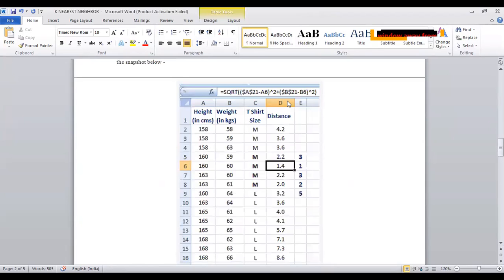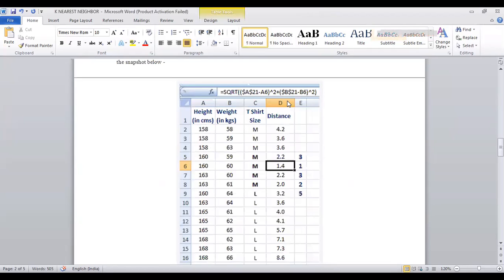Now the k nearest neighbor, right? The k nearest neighbor, we have to select the value of k. So for example, we have taken k as 5. So out of these data points, we have to find the 5 nearest neighbors of the new data point. So select the 5 smallest distances. So the 5 smallest distances are 1.4. It is the smallest distance from the new data point to the available data points.